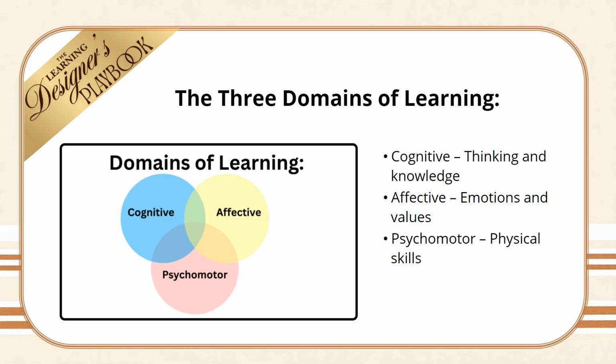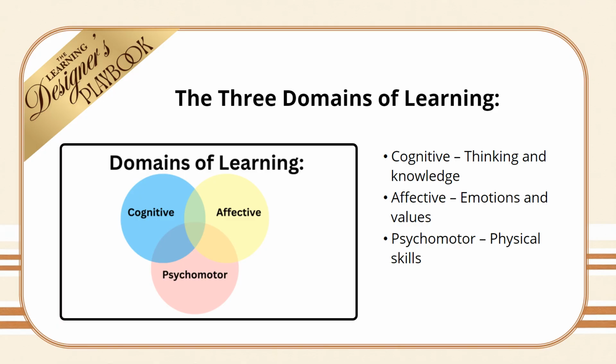Bloom's taxonomy is best understood by breaking it down into its 3 major domains. The first domain is the cognitive domain, which deals with intellectual processes such as remembering, understanding, analyzing, and creating. This is the most widely used domain, particularly in schools, universities, and corporate training.